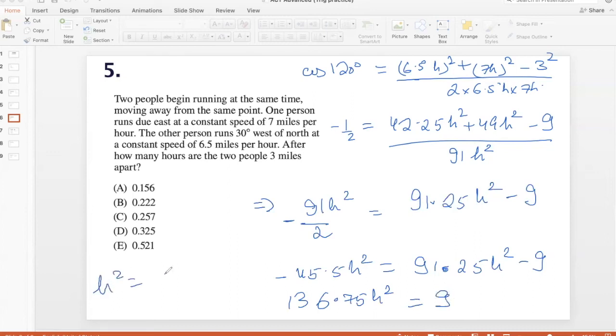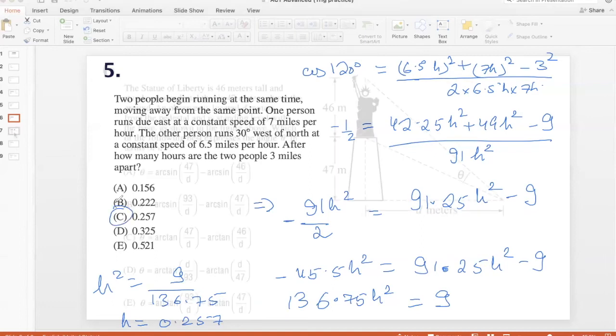So h squared is 9 by 136.75. So on solving this, h comes to 0.257, right? So the two people would have to run for 0.257 hours for them to be 3 miles apart. Option C.